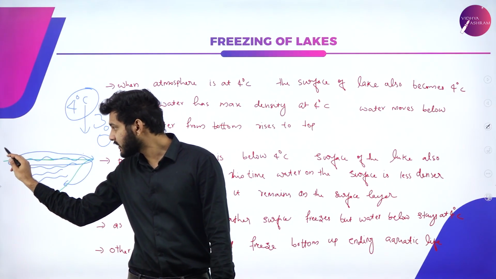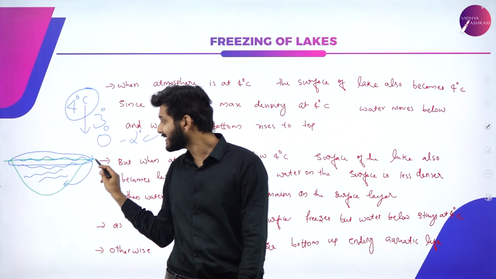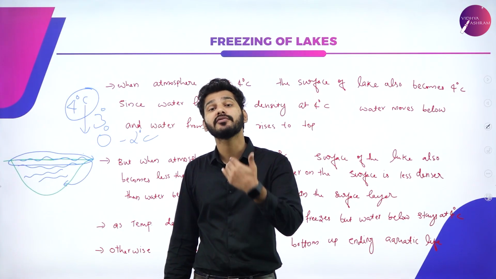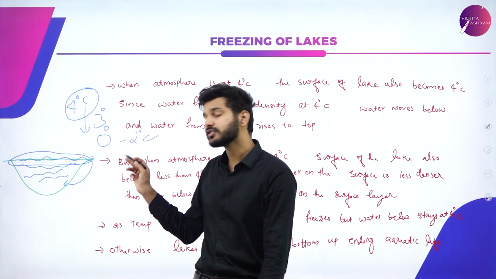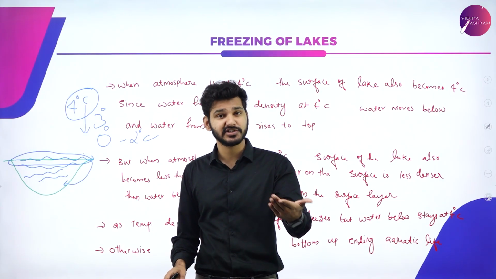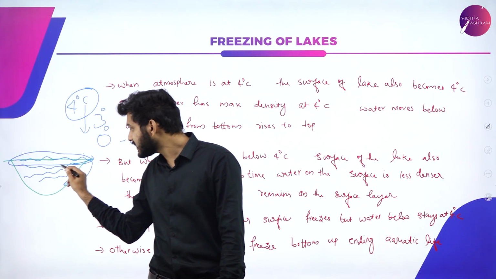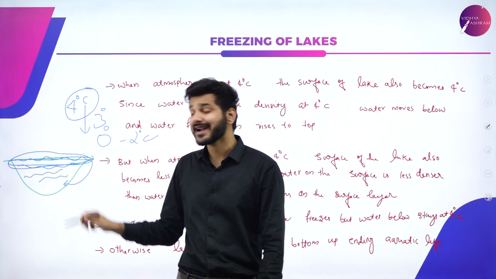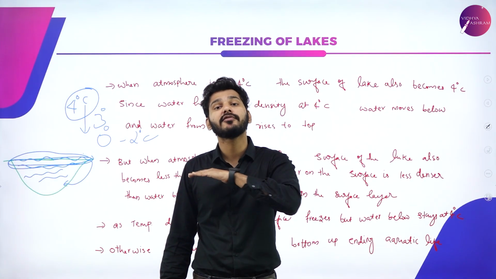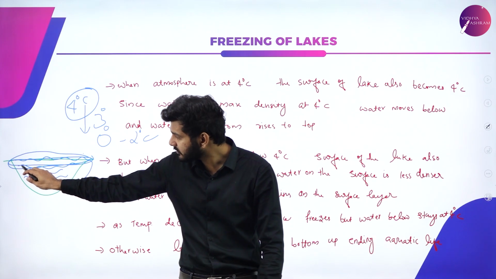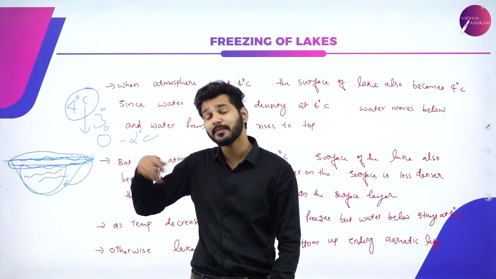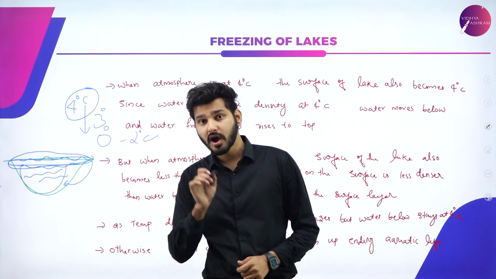So, at 0 degrees Celsius, this particular layer of water is now starting to freeze. And at minus 2 or minus 3 or minus 4 degrees Celsius, the entire layer of water that is on the surface is now frozen. But what about the remaining part? The remaining part of the lake is not frozen.